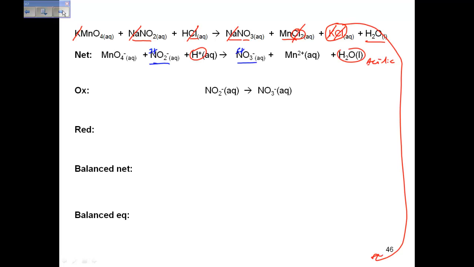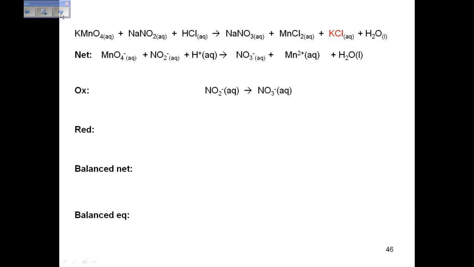What's being reduced? Well, it's very similar to the one we just did on the last slide. We've got permanganate going to manganese 2. So you've got Mn plus 7 going to Mn2 plus, or look at it from the point of view of I'm losing oxygens, therefore that is a reduction.